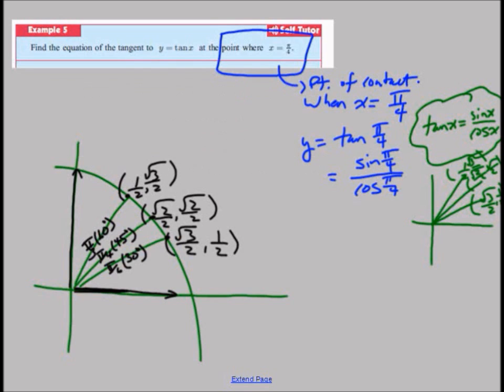All right. So sine of pi over 4 divided by cos of pi over 4, then sine of pi over 4. Pi over 4 is here. Sine is the y-coordinate, so that's root 2 over 2. And cos is the x-coordinate, so root 2 over 2. That is equal to 1. Therefore, our point of contact is actually pi over 4, 1.